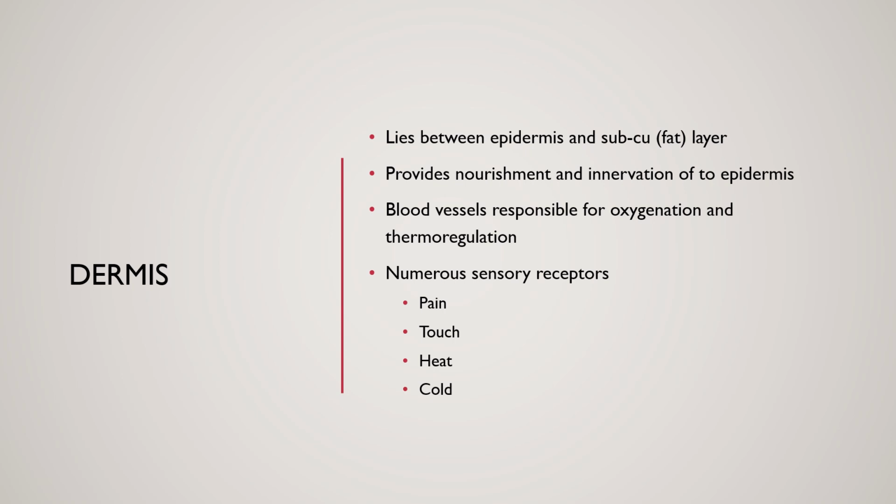Right, next we have the dermis. This lies between the epidermis and that subcutaneous fat layer. Provides nourishment and innervation to the epidermis. Blood vessels are responsible for oxygenation and thermal regulation in this area. And there's numerous sensory receptors here as well. Pain, touch, heat, and cold are a few of them.